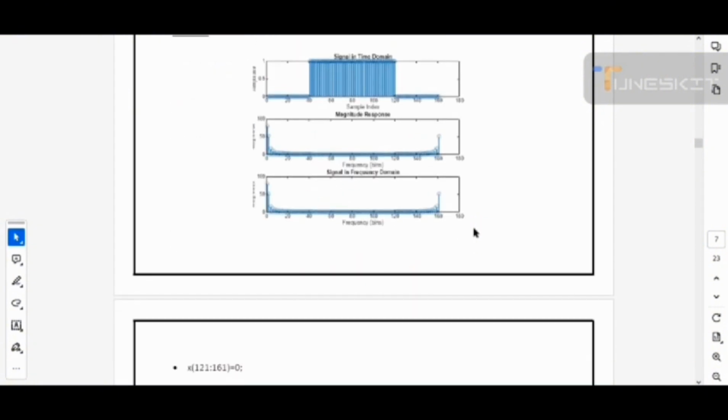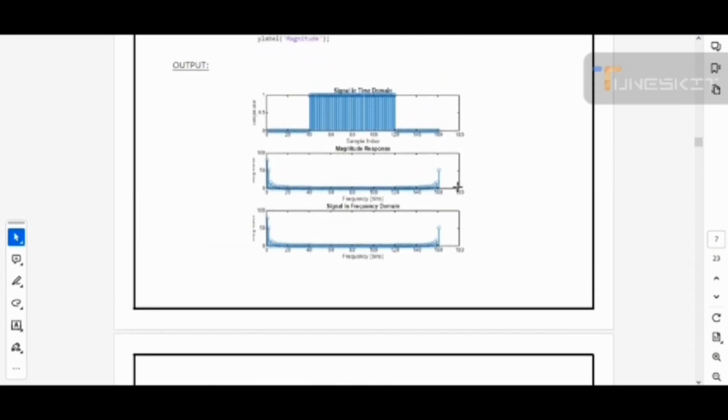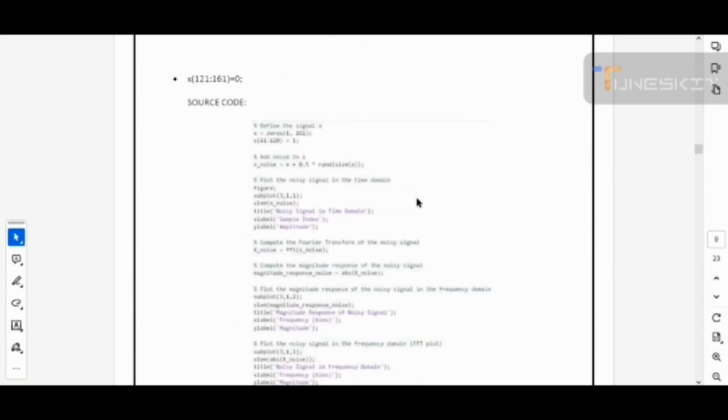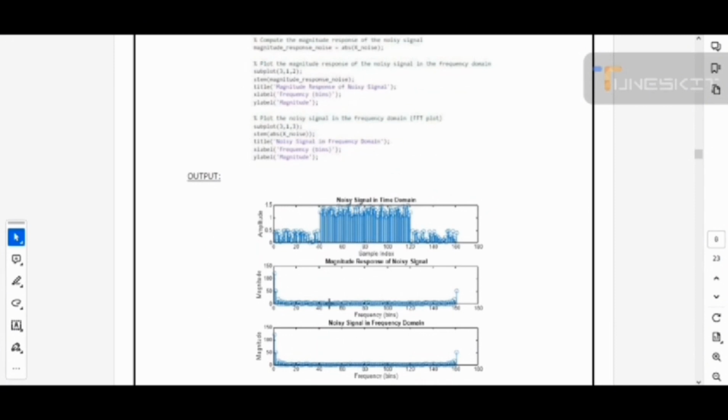So this is the output of this function. The first one is the signal in the time domain, the second is the magnitude response, and the third is the signal in the magnitude domain. Based on the 121 and 161, this is our next one, and here we just changed our value of x, and the desired output, the given output, is this one.